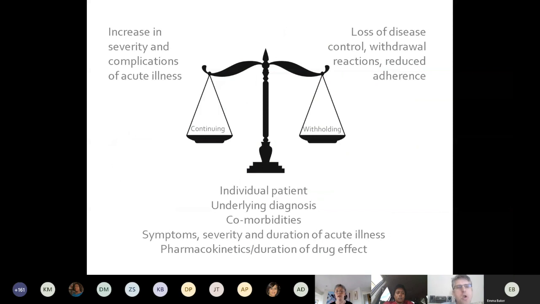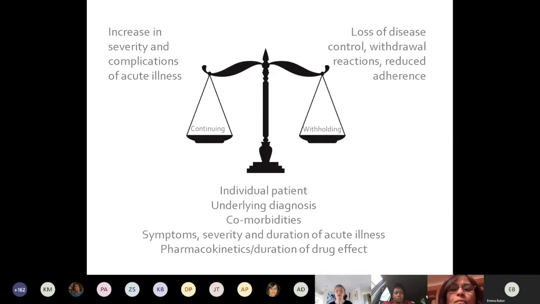I think, just to conclude this bit of the talk, before we get on to the case, that it is incredibly difficult. We're balancing up the risks of continuing the drug, which might increase the severity and complications of acute illness, against the risk of withholding the drug, losing disease control, generating withdrawal reactions. And if we tell our patients it doesn't matter if they don't take their drug for a bit, this might result in them not restarting them and then not sticking to their treatment regimen.